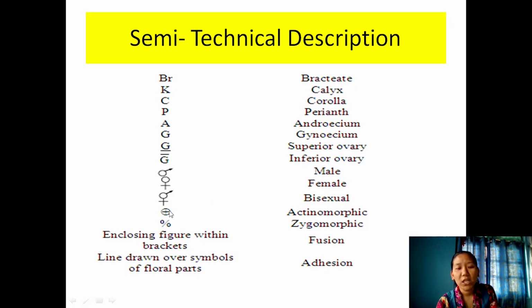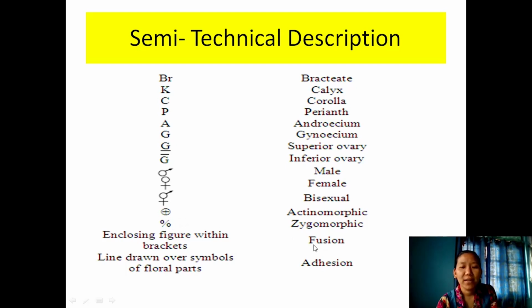Now again, depending upon the symmetry of the flower, the flower can be radially symmetrical, that is, it can be divided into two equal halves from more than one plane, more than one angle. We call such symmetry actinomorphic, which is represented by this symbol, a plus inside the circle. And if the flower can be divided into two equal halves only from one plane, such flower symmetry is called zygomorphic, which is represented by this symbol here.